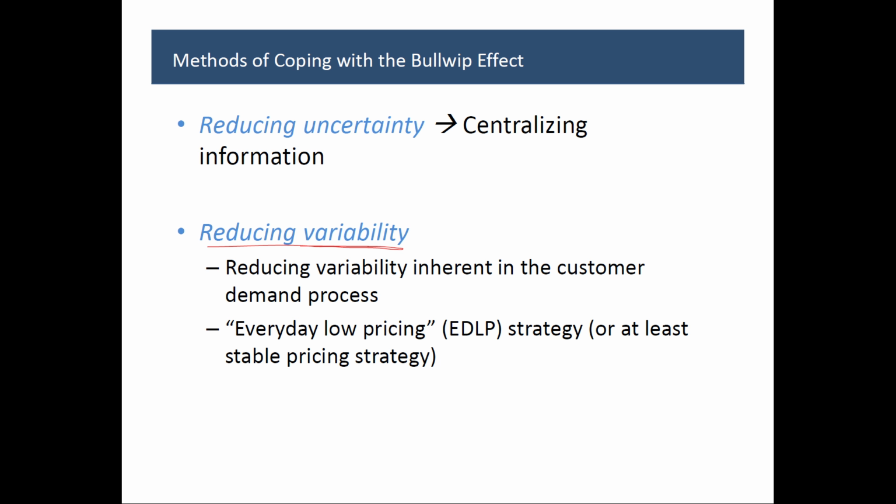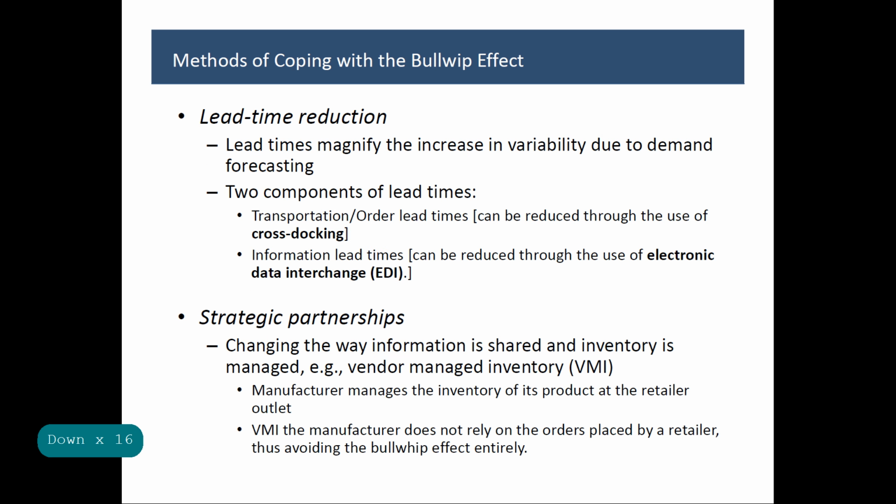Another thing is that the supply chain partners should get rid of the component that distorts demand via discounts. So an everyday low pricing strategy, or a stable pricing strategy, which is more key, should apply so that these distortions would not be induced by prices or discounts, which is kind of the same.